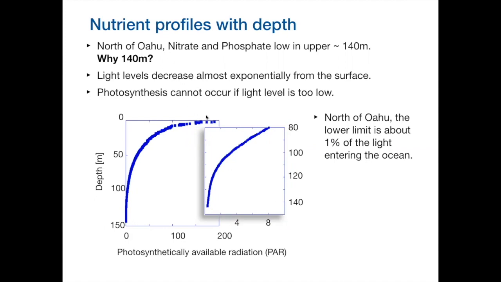So you can see here that the light decreases exponentially, and then when it gets down to 140 odd meters, it's less than 1%. And then because it's exponential, this will slowly tail off through the twilight zone until you get down to the aphotic zone.